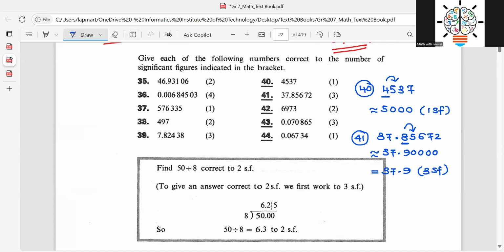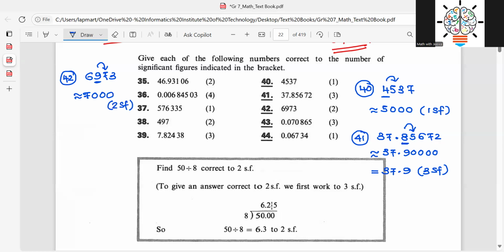So then we will move to question number 42. It is 6,973. This is the second significant figure. You look at the next one. When you look at the next one, it is 7. That means I want to add 1 to 9. When I add 1 to 9, it becomes 10. So here it is 7,000. And here we write two significant figures.